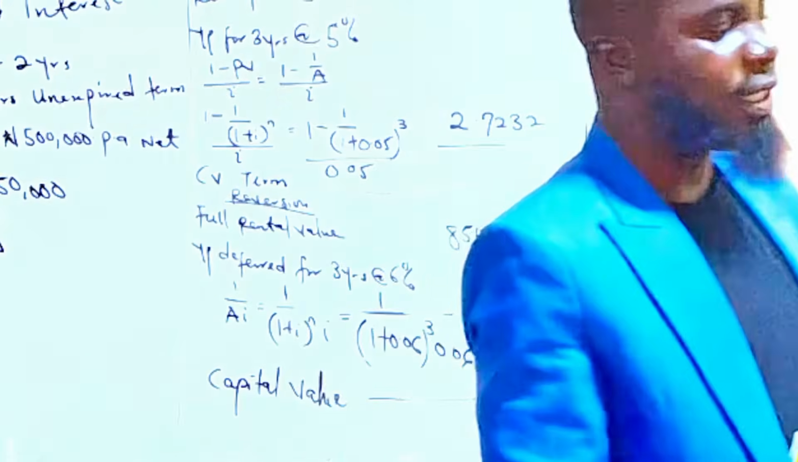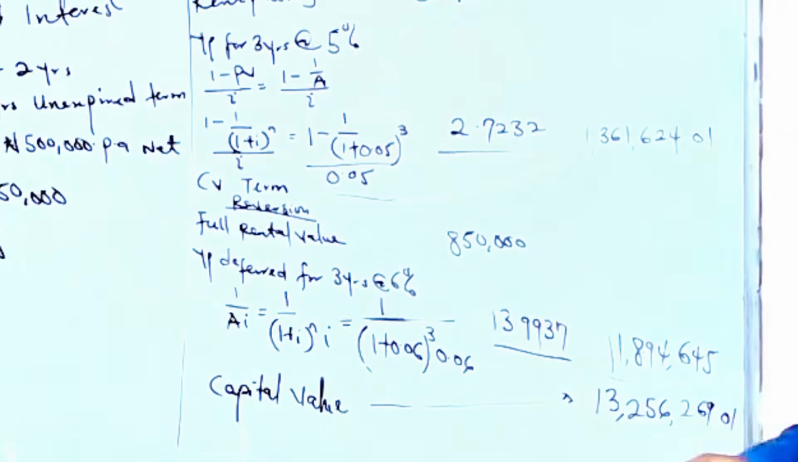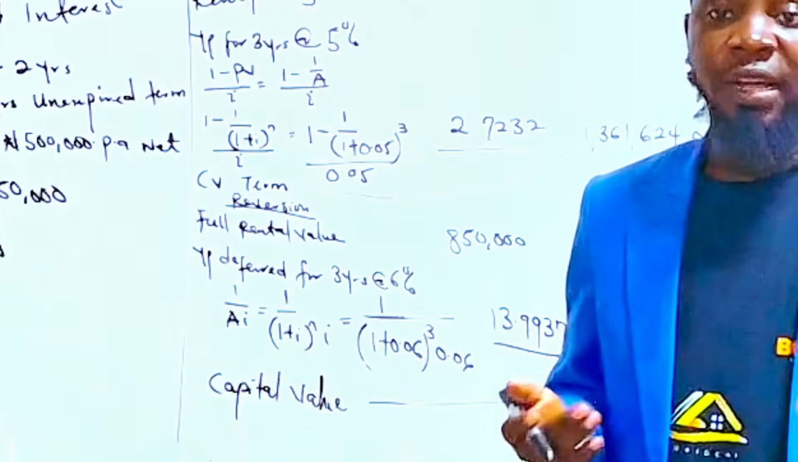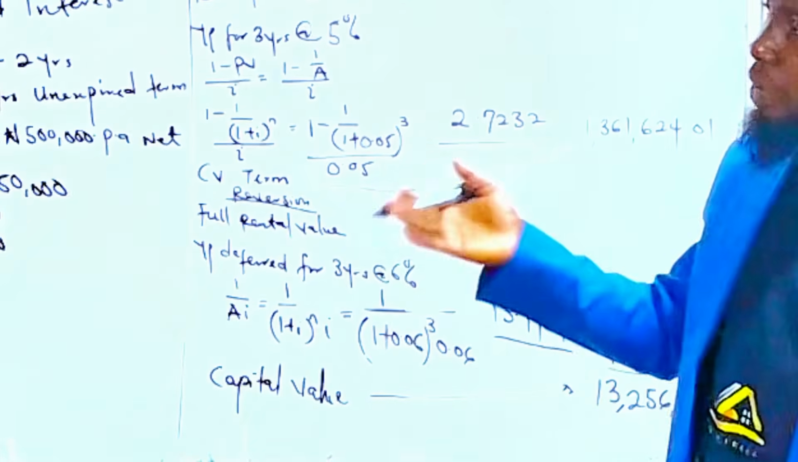So as it is, this is our term and reversion. We can't do without it because we will need it when we get to marriage valuation. In marriage valuation, we do term and reversion. In leasehold valuation as well, we use term and reversion.